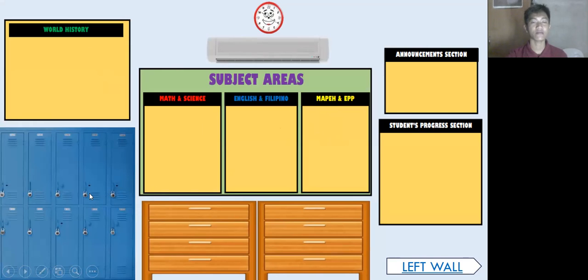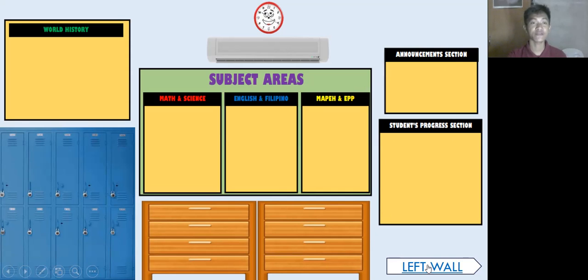We have some more lockers. We have cabinets, the announcement section wherein announcements will be posted, and the student progress section wherein the forms of the students will be posted, like attendance, the reading comprehension, and the health progress of the students. We also have an air conditioner right above the bulletin board and a wall clock to keep track of the time.